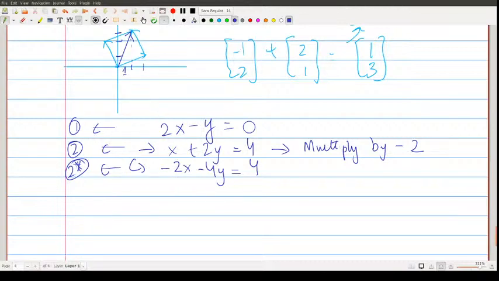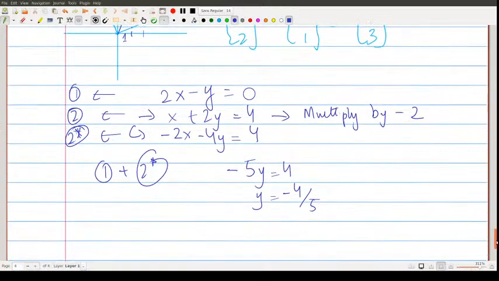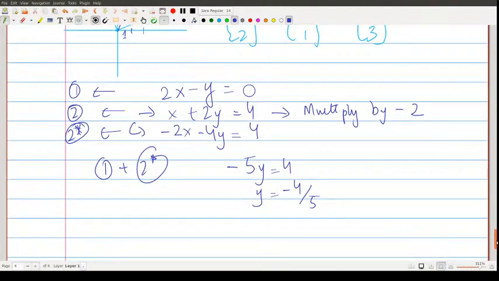So now I add 1 and 2 star together. I get 2x minus 2x, I get 0. Minus y minus 4y, I get minus 5y equals 4. And then y is equal to minus 4 upon 5, right? Okay, that's the first solution that I'm getting.